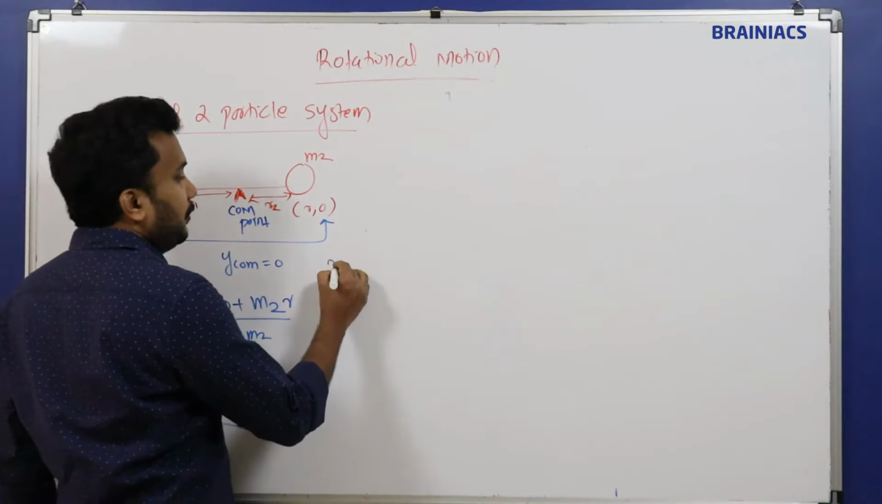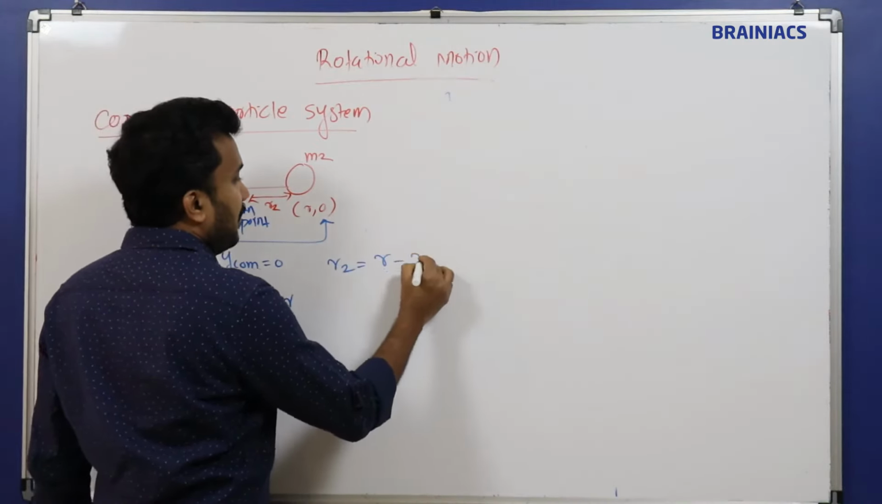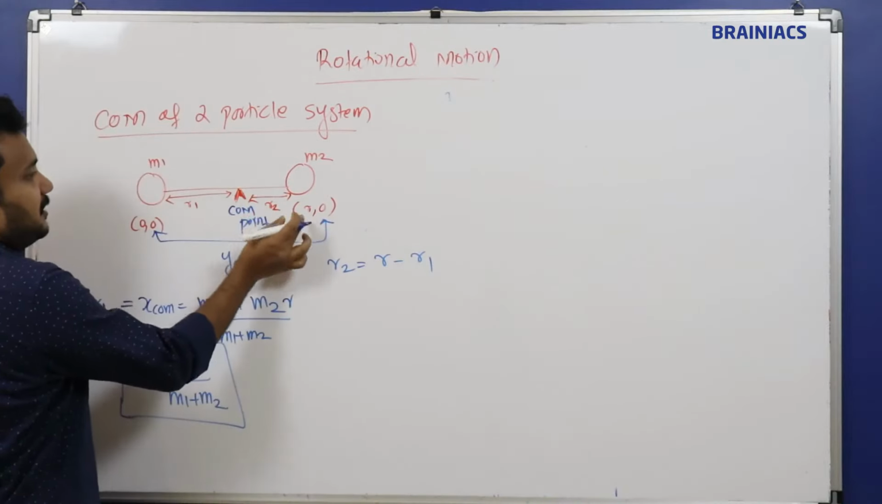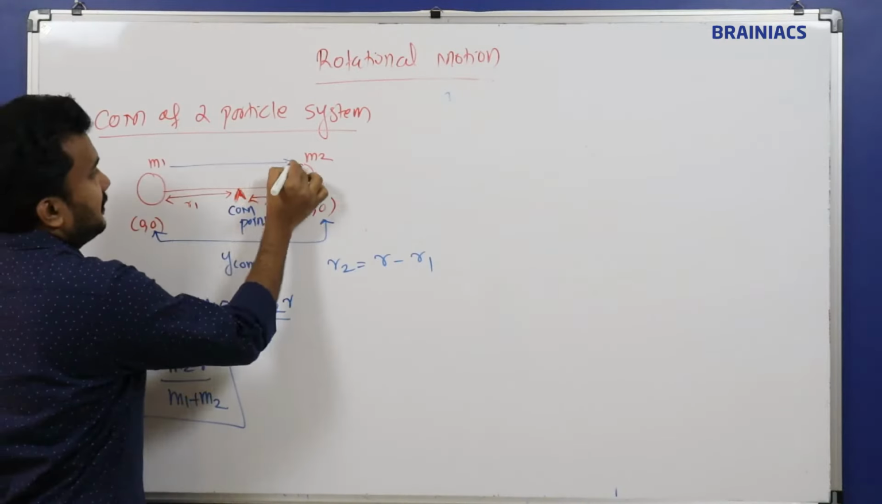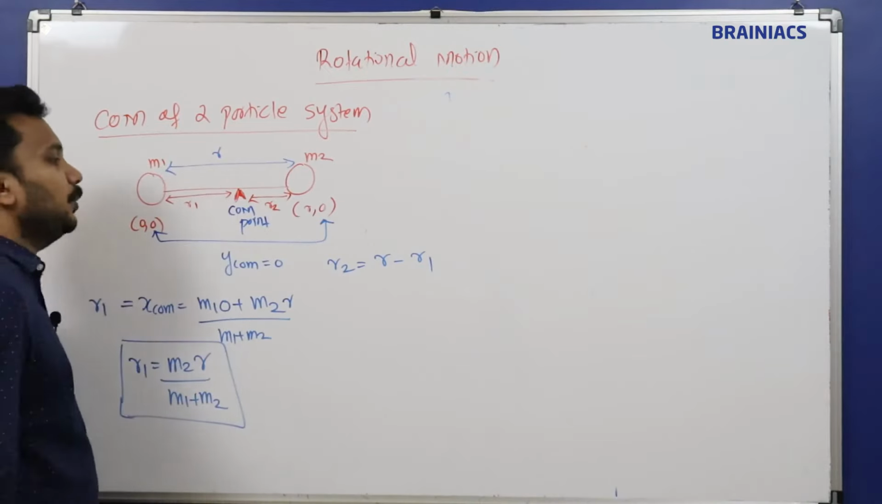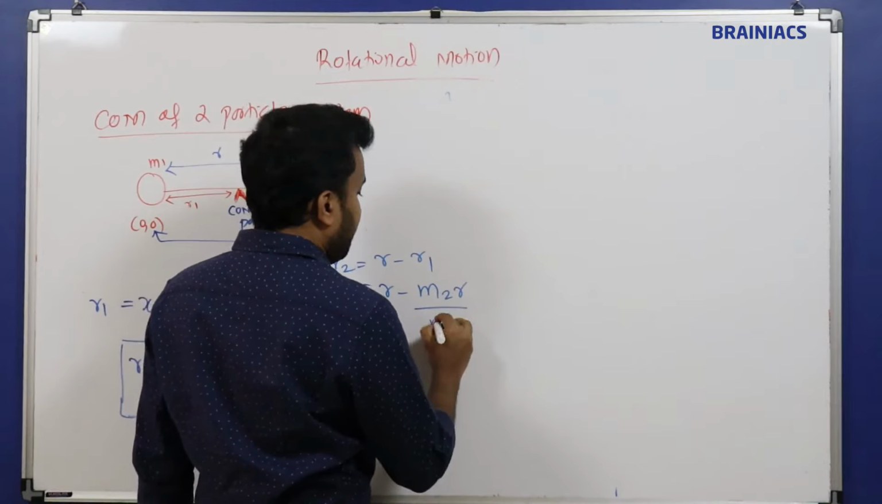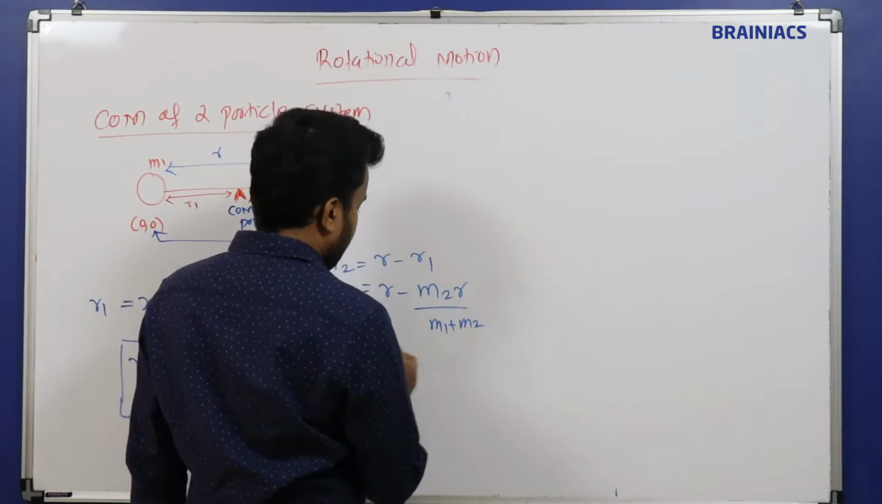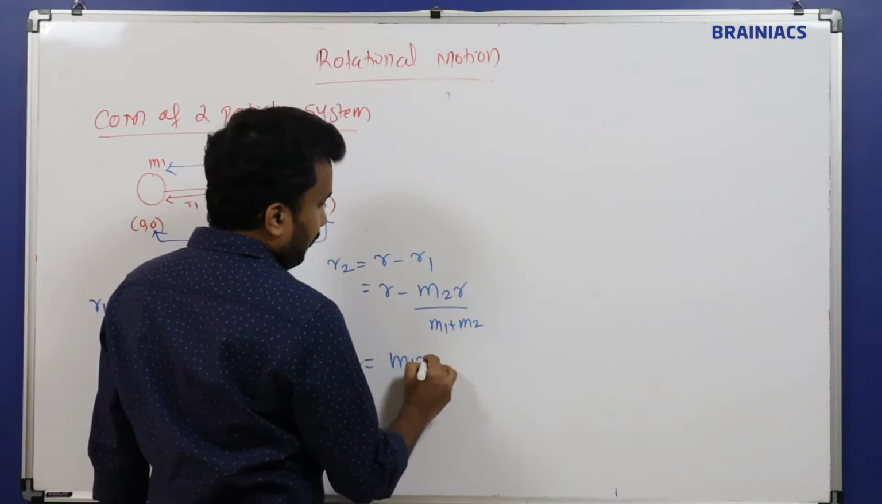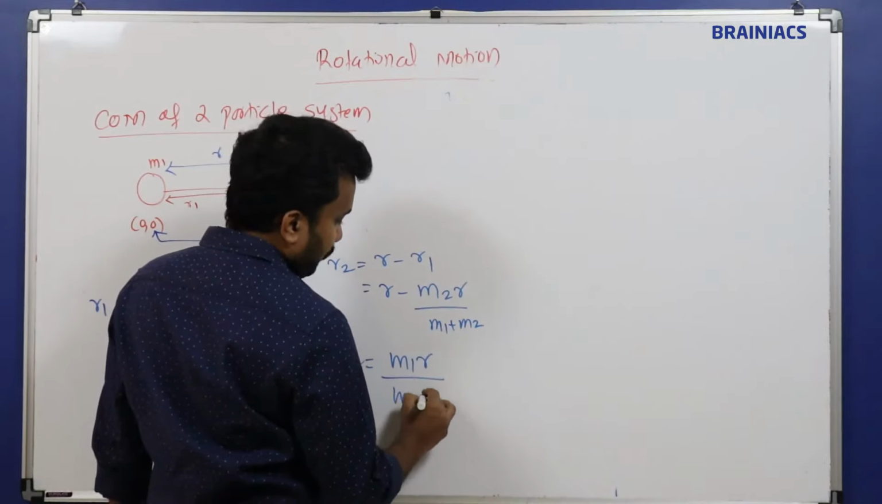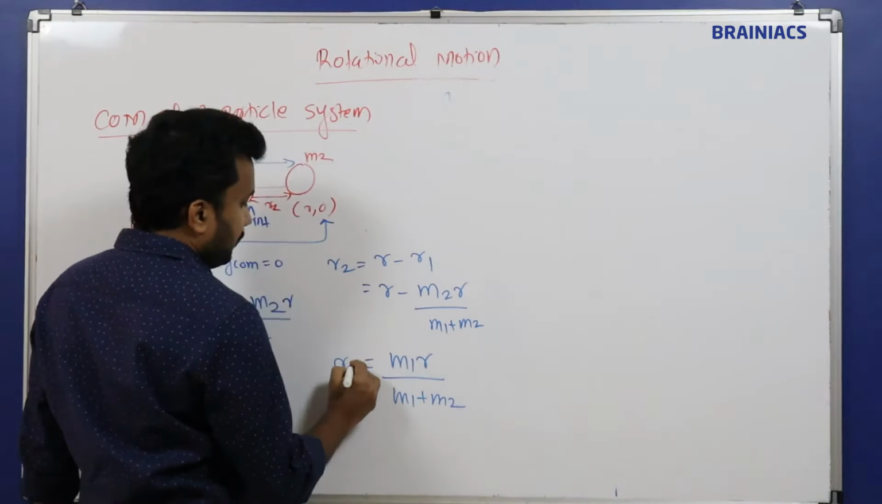Next, if I want to find out R2, R2 means what? R minus R1, because the total distance is R. The total distance is given as R. We'll subtract R minus M2R divided by M1 plus M2. So what will we get? M1R divided by M1 plus M2. This is called R2.